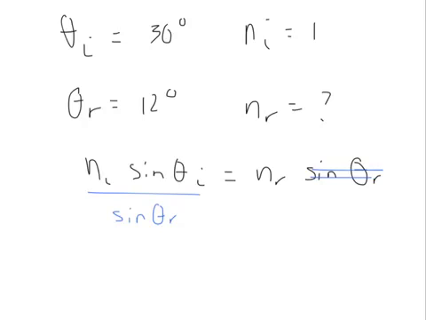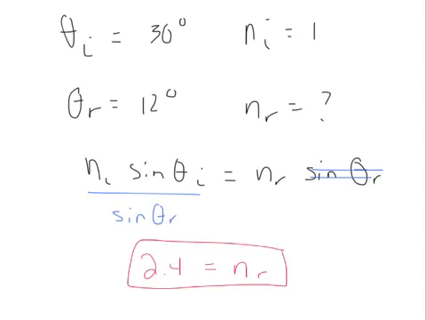What do you get for n_r in this problem when plugging in? 2.4. Go to your table. What is closest to 2.4? Diamond is, okay? So this material that causes an angle of 30 degrees to suddenly alter itself so much that you're at a 12-degree angle, this material is diamond.